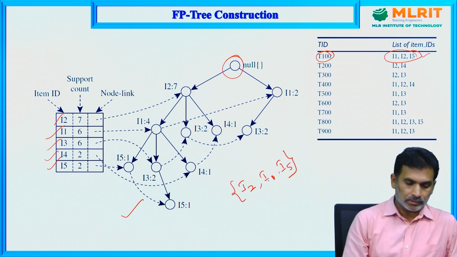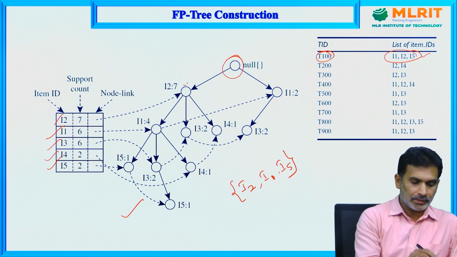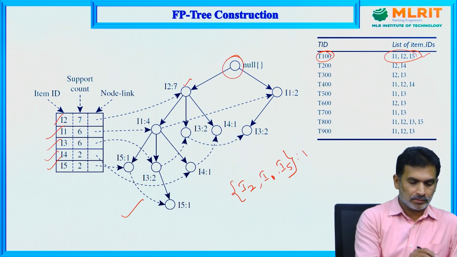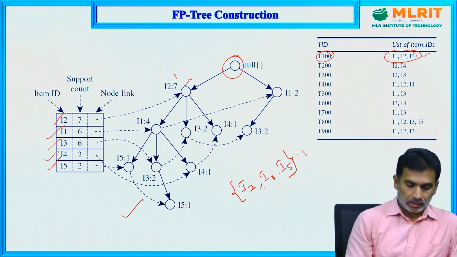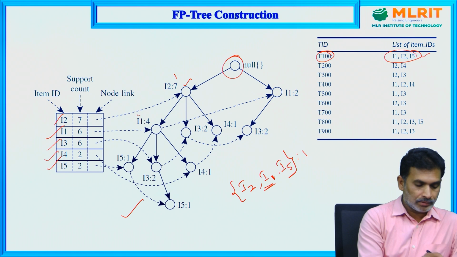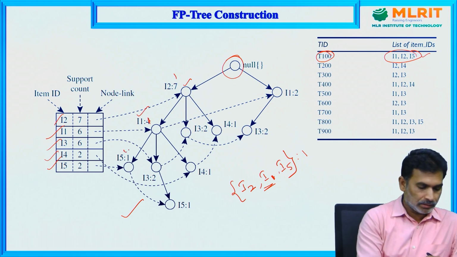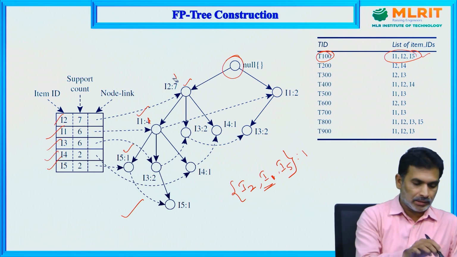Now we have to construct the frequent pattern tree. We have already created the root node with the label null. Then we create a node I2 with the frequency count 1, and then I1 with the frequency count 1, and next I5 with count 1. This is the way we construct, and similarly for the next transaction.